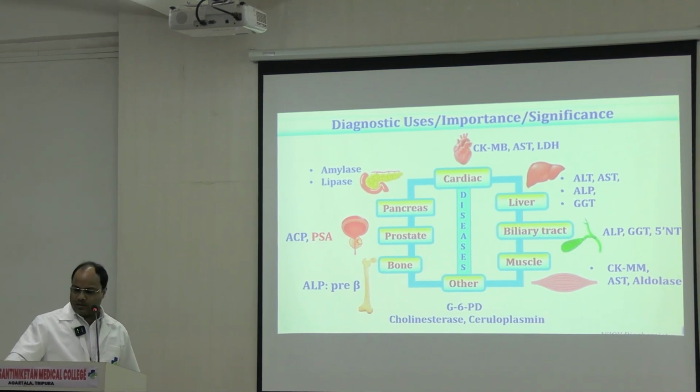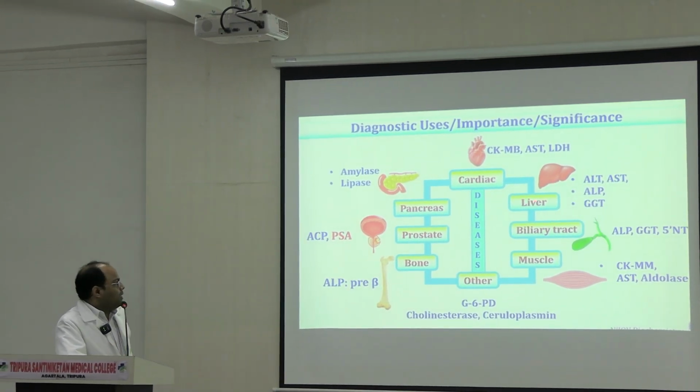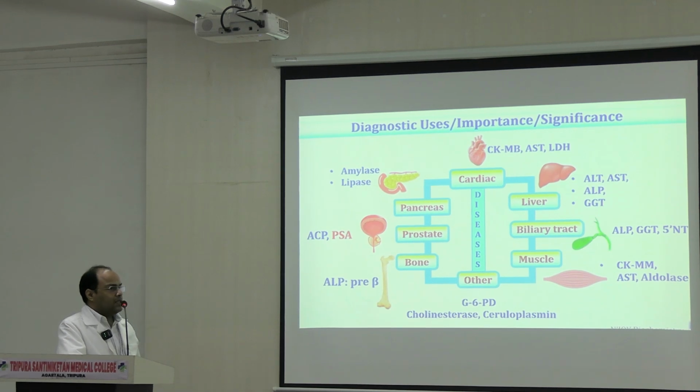Cardiac disease like myocardial infarction, liver disease, biliary tract disease, muscle, pancreatic disease, prostate disease, bone disease. In cardiac disease, these enzymes get elevated: CKMB, AST, LDH, etc. In liver injury, ALT, AST, alkaline phosphatase, gamma glutamyl transferase are raised in blood. In biliary tract obstruction, alkaline phosphatase, gamma glutamyl transferase, and 5' nucleotidase get elevated.